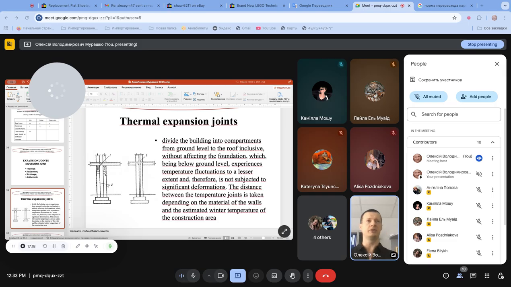Yes, our building on these 40 or 60 meters will get some horizontal deformation, but those deformations will not be so critical for our building. It will not destroy load-bearing elements, or lead to significant cracks in non-load-bearing elements. So thermal joints divide the building from the ground level to the highest part into parts, which gives the ability to make horizontal deformation without significant cracks and deformation.